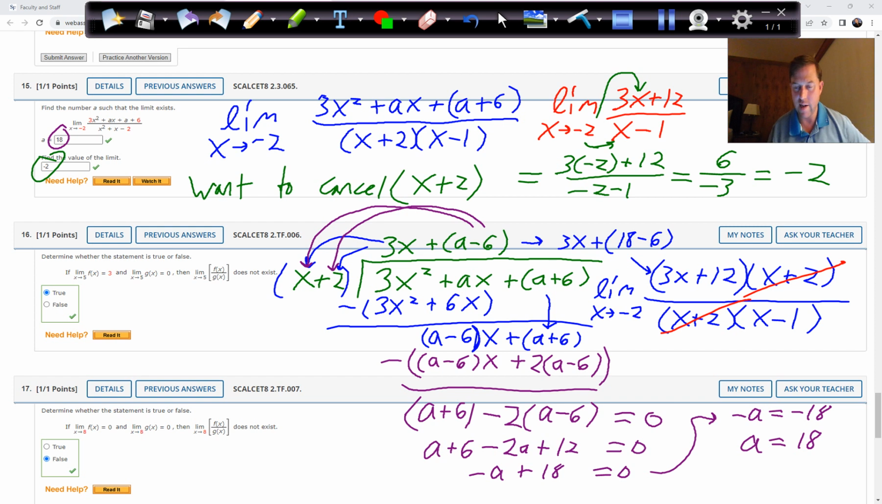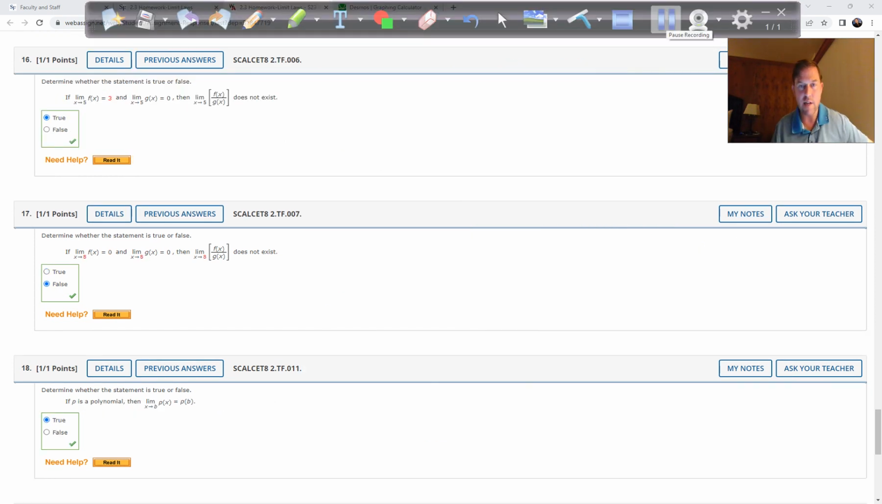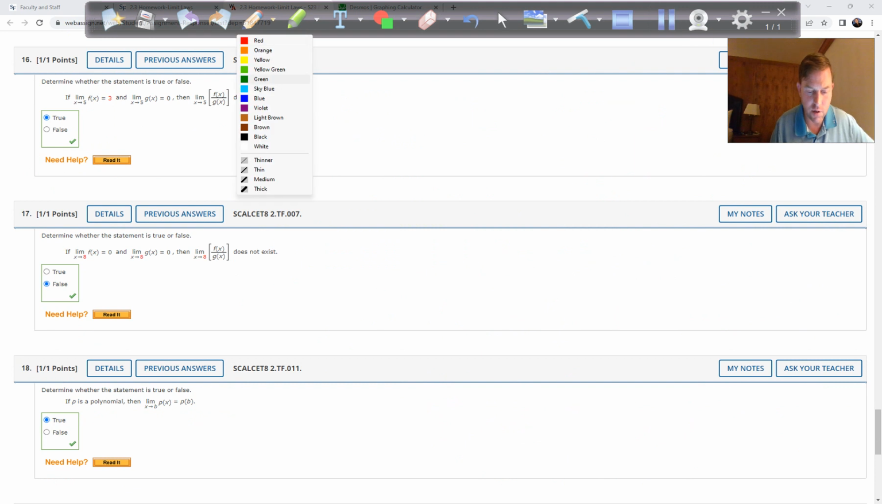So I told you it was probably the hardest problem in here, and you see why. So long division, solve for a, back substitute, factor, cancel, substitute in your x value, and you'll get the limit. Okay, these last ones are true false, so we can go kind of a little quicker with these.